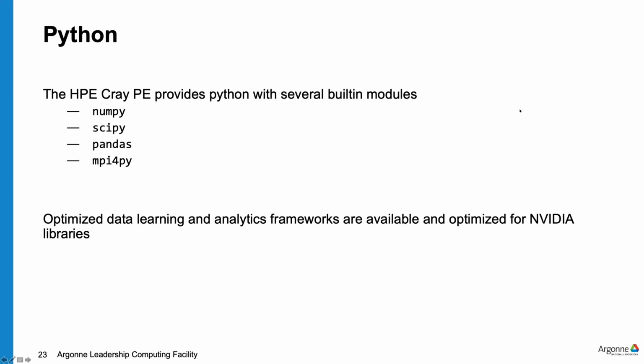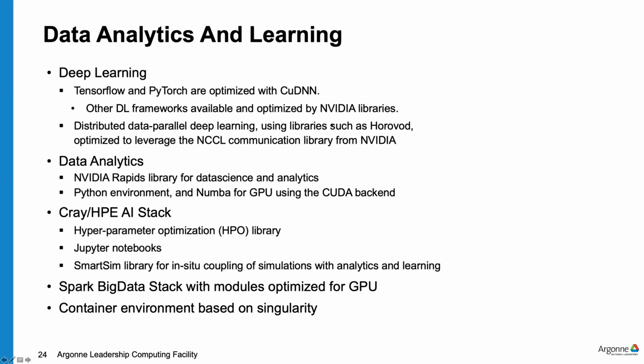Additionally, there are many optimized deep learning and analytic frameworks that are available for the NVIDIA libraries. So these include, for deep learning, TensorFlow and PyTorch, which are optimized to use cuDNN. And for distributed data parallel deep learning, libraries like Horovod are optimized to leverage NCCL, the communication library from NVIDIA. For data analytics, you can make use of the NVIDIA RAPIDS library and also make use of their Python environment, which includes Numba for GPU that uses the CUDA backends.